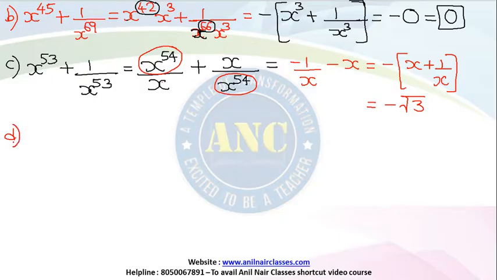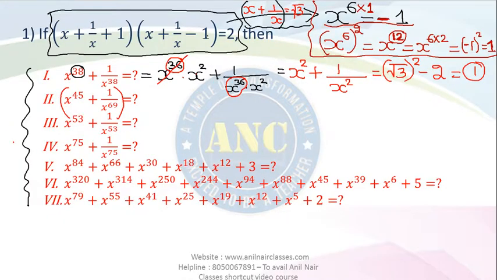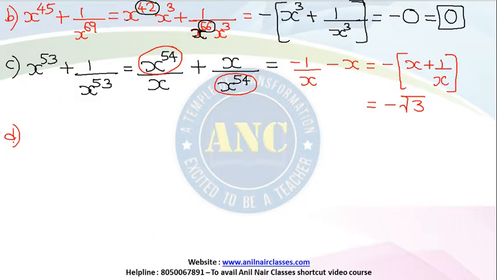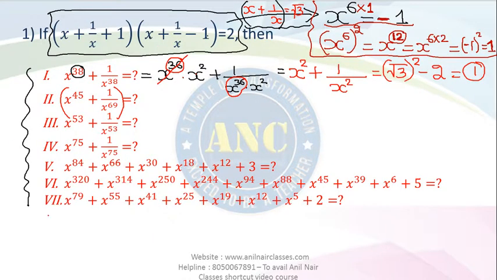Let us move on to the fourth sub question of first question. X power 75 plus 1 by x power 75. Let me write it here itself. It is not at all a difficult question. See here, x power 75 is x power 72 into x power 3. But 72 is nothing but 6 into 12. It is an even multiple. So this is nothing but 1 into x power 3.